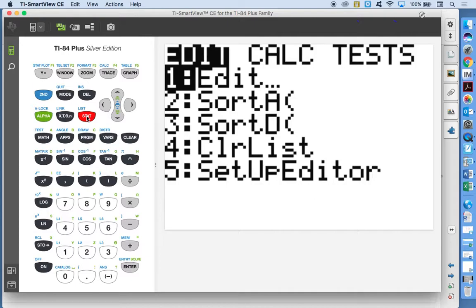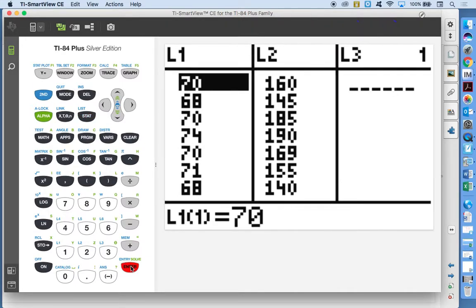We need to edit because we're going to add information in. So that's the edit function. You just have to hit enter. So it's already on edit. Just hit enter. And then the third step is you literally need to enter the data.